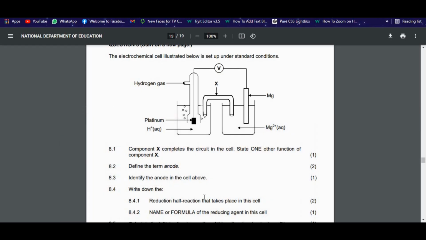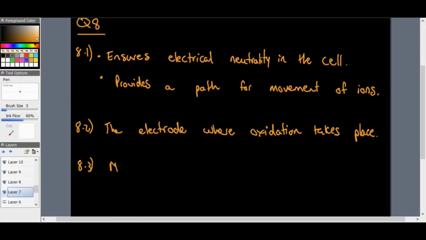Identify the anode in the above cell. Can anybody identify the anode in the above cell? You can give me the name either as the molecular formula or the actual chemical name, they're not specific. So the anode in the above cell. Anybody? Let's have a look in the chat. Mg, yes, Mg, magnesium. Excellent, thank you so much. Mg, or you could have written magnesium.